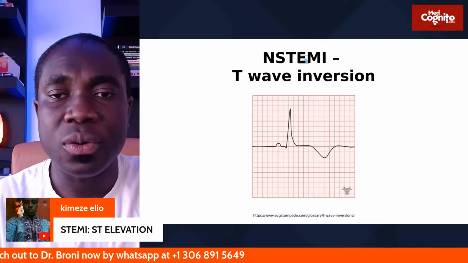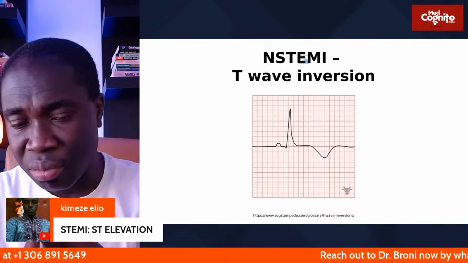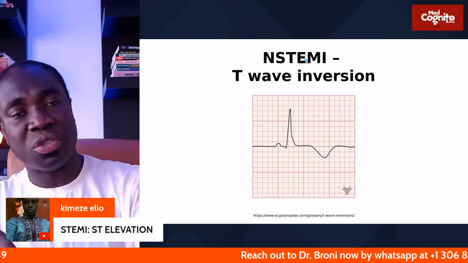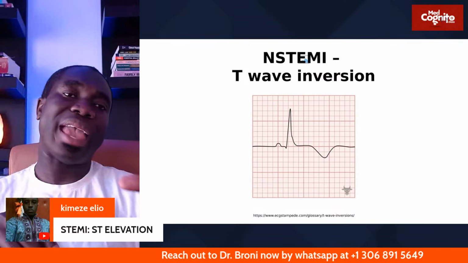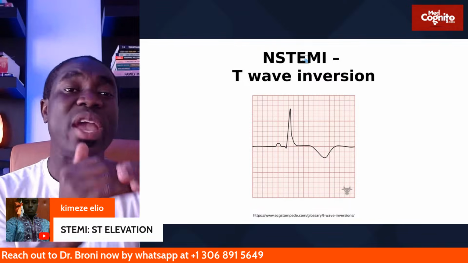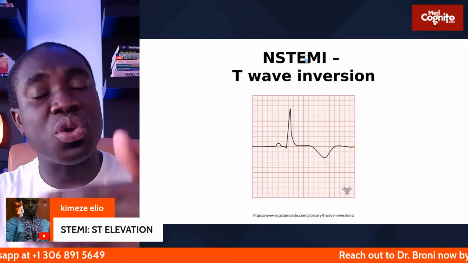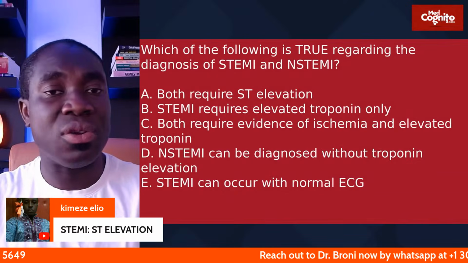Okay, so remember that in STEMI we said new left bundle branch block, ST segment elevation, or the tombstoning. In NSTEMI, we're talking about ST segment depression, T wave inversion, or the ECG can be normal. So I'm just showing you how these things can look on the ECG.